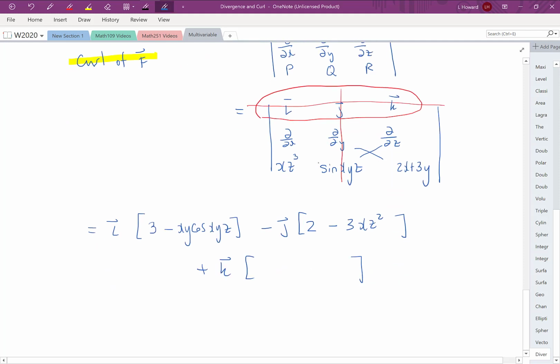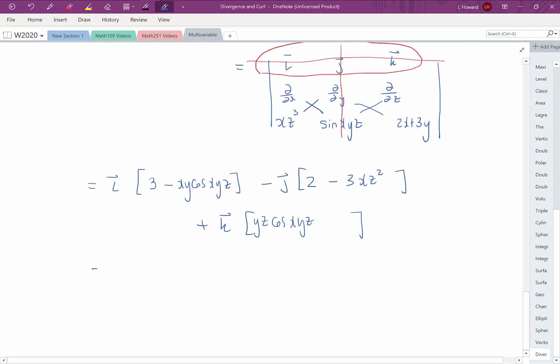Now we're just looking at this little 2x2 determinant here. So delta by delta x is going to act on the sine function to give us yz cos of xyz, and then that'll be minus, well, when delta by delta y acts on xz cubed, we're going to get 0 because there's no y in there. So that's that. So that gives us our curl.